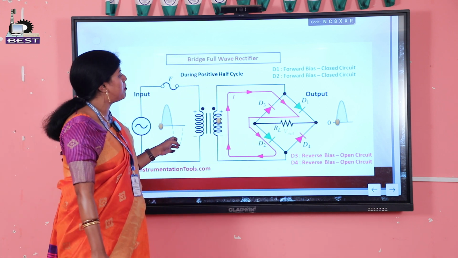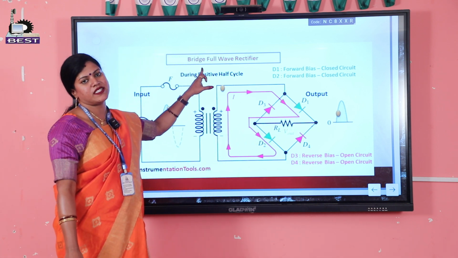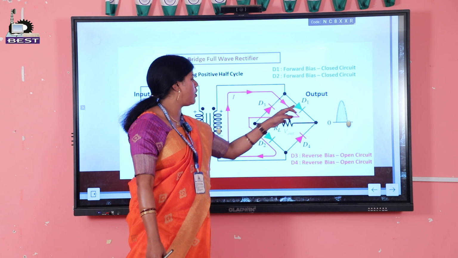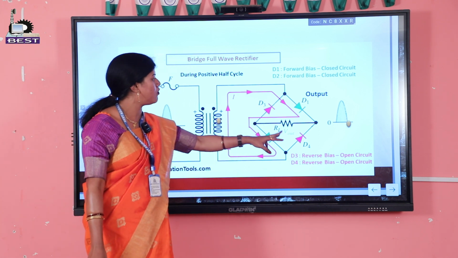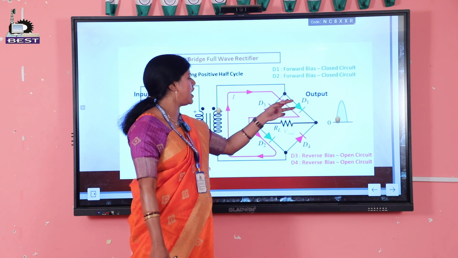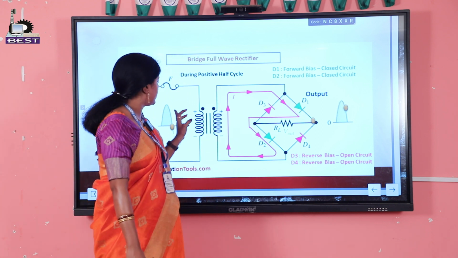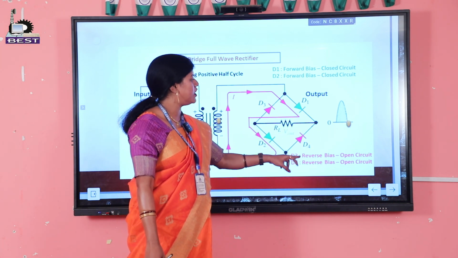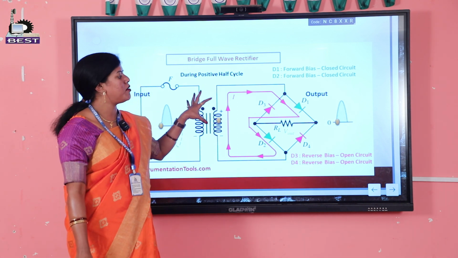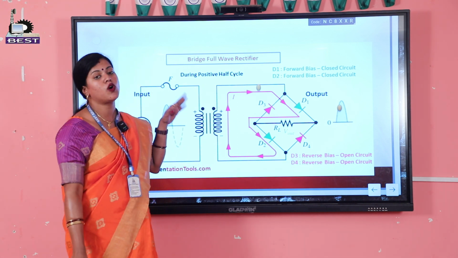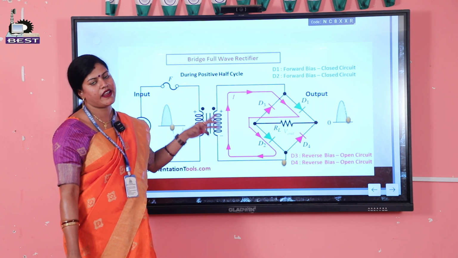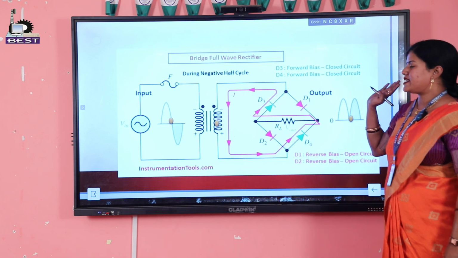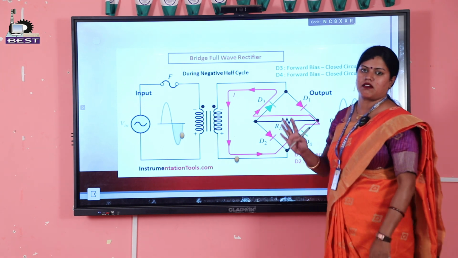During the negative half cycle, what will happen? Polarity will be changed. That means A terminal is negative and B terminal is positive. Then diodes D4 and D3 are forward biased, and D1, D2 are reverse biased. That means diodes D4, D3 are on and D1, D2 are off. So during the negative half cycle, we get the output across the load resistor through diodes D4 and D3. In this way, in the bridge rectifier, we get the output in both half cycles, during the positive half cycle as well as the negative half cycle. This rectifier is also a most efficient rectifier. Thank you.